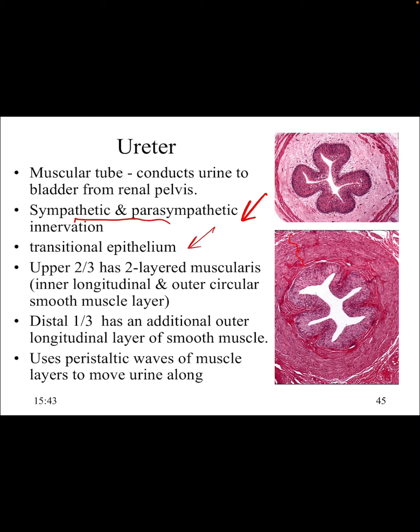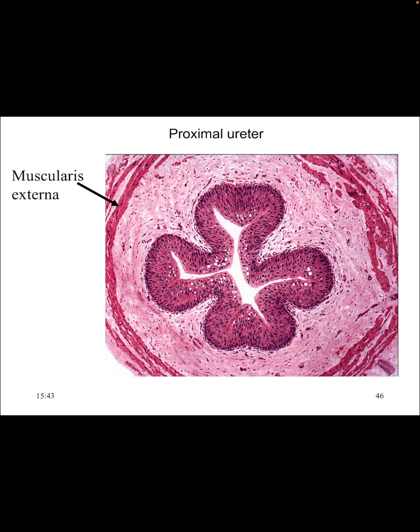The upper two-thirds has two layers of smooth muscles. We have the inner longitudinal and we have the outer circular smooth muscle. However, the distal one-third has an additional outer longitudinal layer of smooth muscle. So here, instead of two layers, we have three layers compared with this one here. We have two layers. However, the distal portion has three layers, with the additional longitudinal layer.